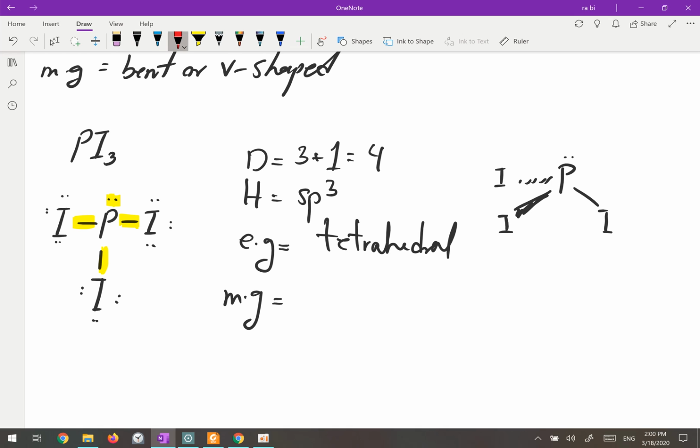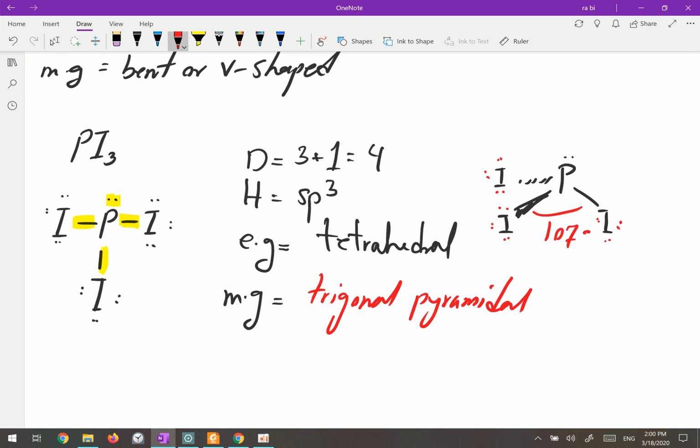This domain that we have at the top is the lone pair. So the shape of the molecule becomes trigonal pyramidal. It's like a pyramid. The angle decreased from 109.5 to 107. You can put the lone pairs for this one if you like.